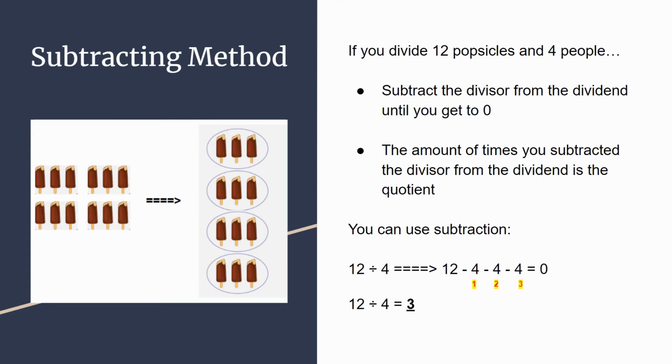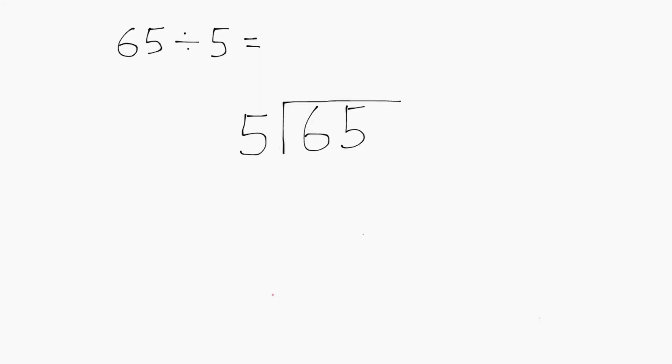One way to divide is to use the subtracting method. You would subtract the divisor from the dividend until you get to 0. However many times you subtracted the divisor from the dividend will be the answer, or the quotient. For example, for 12 divided by 4, you would subtract 4 from 12 3 times, so 3 would be the quotient.